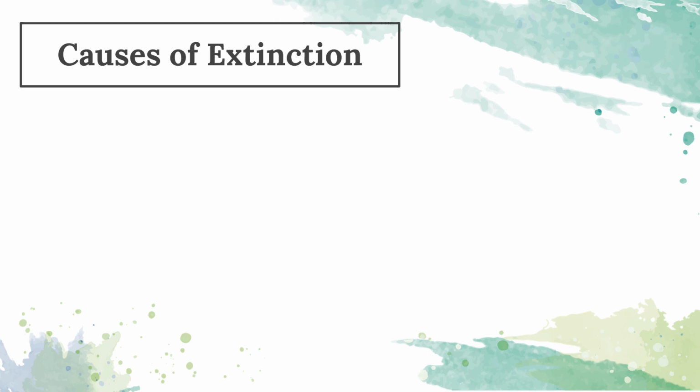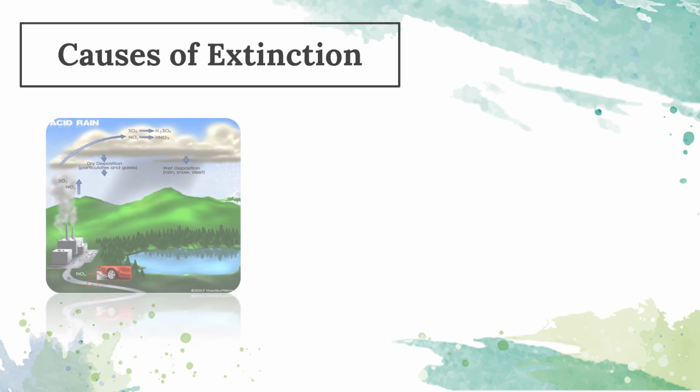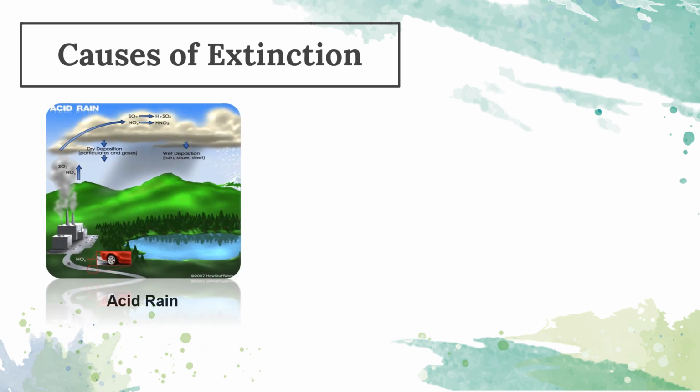Another cause of extinction is acid rain. This forms when sulfur dioxide or nitrogen oxides are put into the atmosphere. It increases the acidity of the soil, which affects plant life. It can also disturb rivers and lakes to a possibly lethal level.